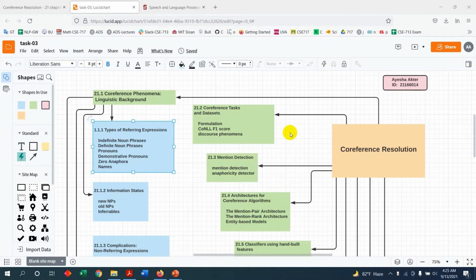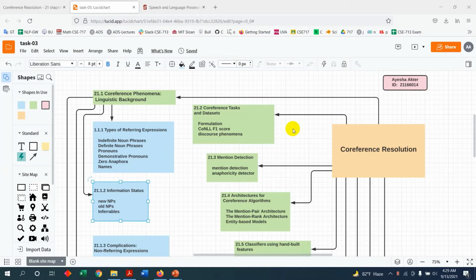Instead of using a pronoun, in some languages it is possible to have an anaphor that has no lexical realization at all, called a zero anaphor or zero pronoun. Names can be used to refer to both new and old entities in the discourse.